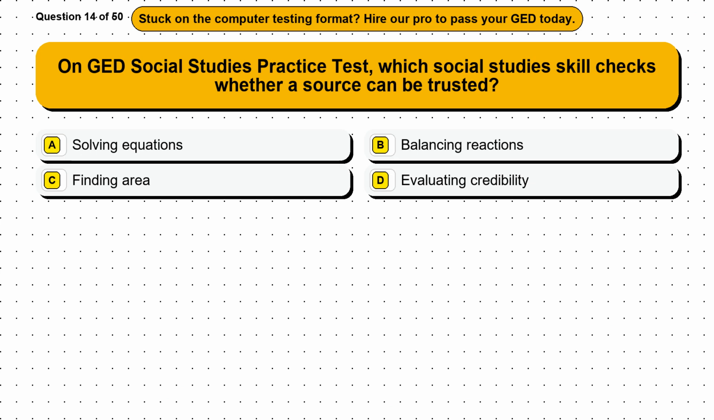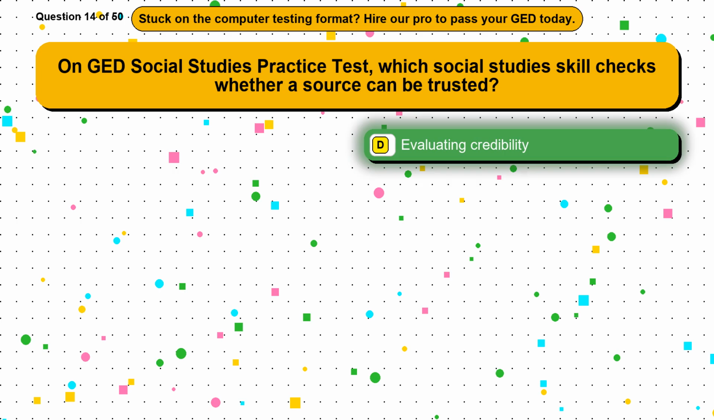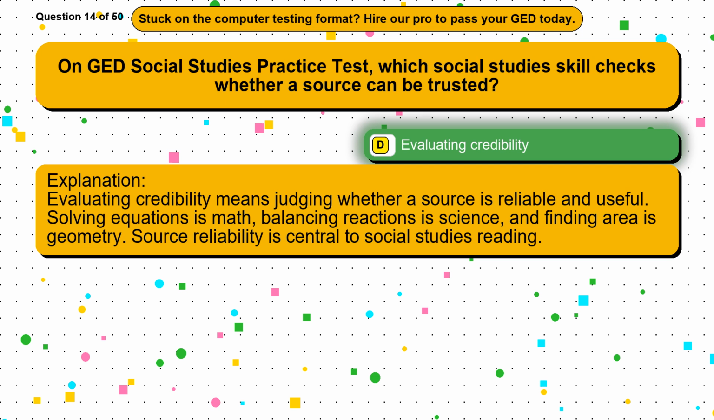Question 14. On GED Social Studies practice test, which social studies skill checks whether a source can be trusted? Option A solving equations. Option B balancing reactions. Option C finding area. Option D evaluating credibility. The correct answer is option D. Evaluating credibility. Evaluating credibility means judging whether a source is reliable and useful.